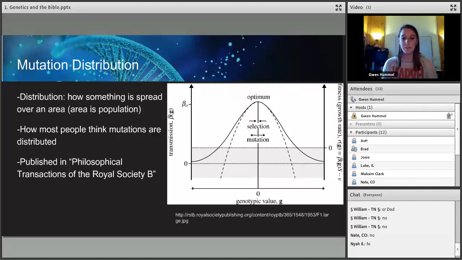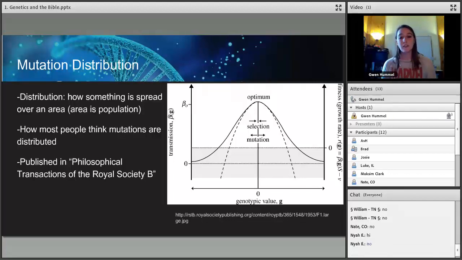So this graph shows how most people think mutations are distributed. They think it's in this nice bell curve. We can watch where everything goes and just make happy measurements with it. But if you look at this graph, you can see that it was published in the Philosophical Transactions of the Royal Society B. So what does that name of that journal tell you? So we see that it's not actually published in a science journal, right? It's published in Philosophical Transactions. So this was published in the British Philosophy Journal. So it's not actually backed by scientific evidence.